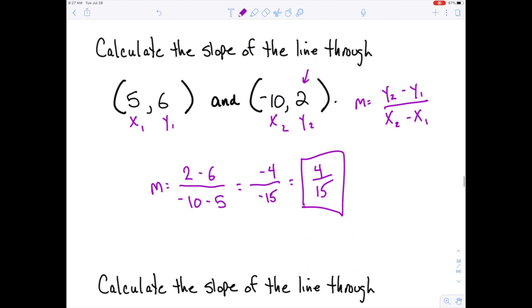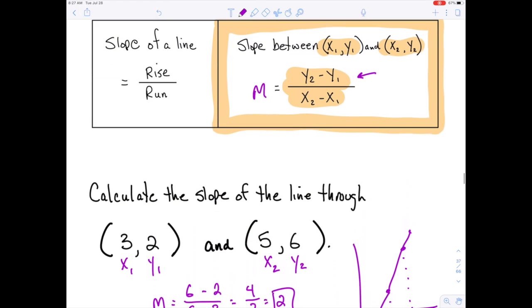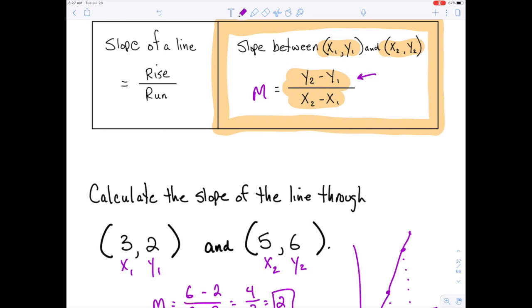So keep that formula in mind. That formula is very straightforward. It's up here in the upper right-hand corner, highlighted in orange. Good luck calculating slope between points.